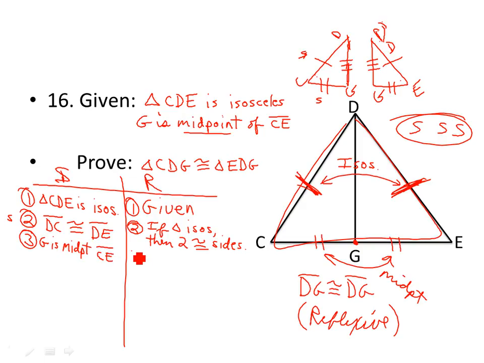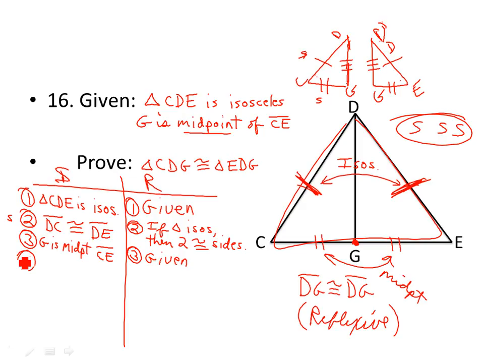Segment CE. How do we know that? Given, G is a midpoint. Does that tell us two sides or two angles or anything? No, it leads us to something else though. As soon as we figured out G was a midpoint, what could we say? Anytime you see midpoint, the next thing you're probably going to say is you have two segments that are congruent to each other. Because that's what a midpoint does.